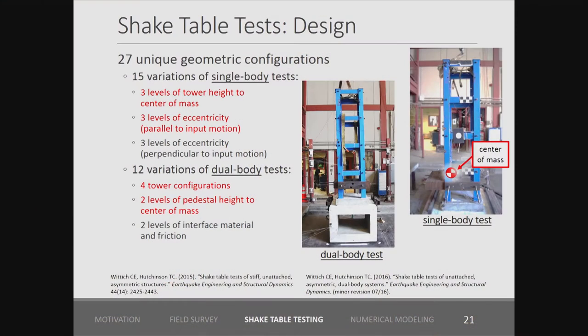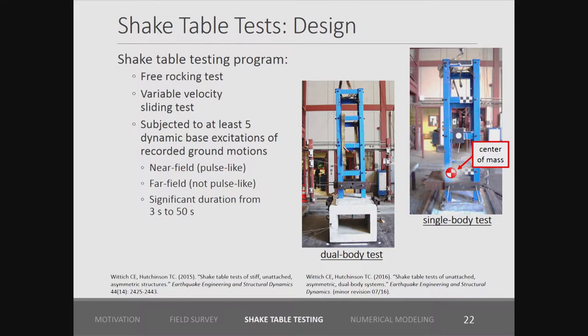However, due to time considerations, only the in-plane geometric variations will be discussed in this presentation. Each of the single and dual body configurations were tested to a minimum of 5 dynamic base excitations, consisting of recorded earthquake motions, including far field or broadband motions and near field or pulse-like motions, with significant durations from 3 seconds all the way up to and exceeding 50 seconds. The test program was further augmented with free rocking tests without shaking table input, as well as variable velocity sliding tests to account for the level of friction at the individual interfaces.